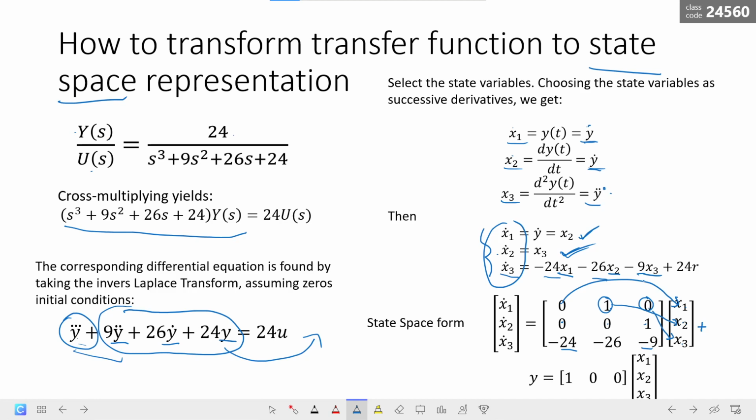Very slow. So what am I missing here? Yeah, actually this term, right? So I should have 0, 0, 24, and R like this.